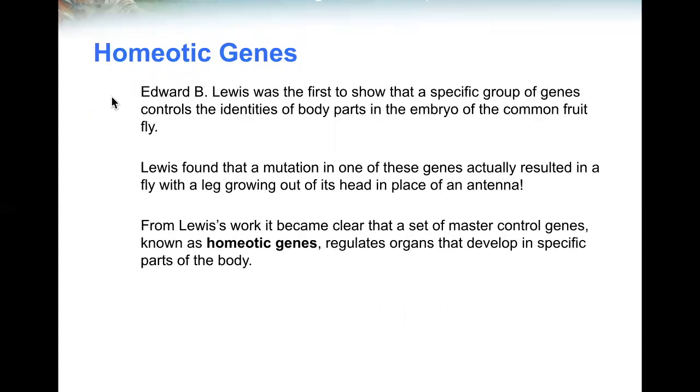Edward B. Lewis was the first to show that a specific group of genes controls the identities of body parts in the embryo of a common fruit fly. Lewis found that a mutation in one of these genes actually resulted in a fly with a leg growing out of its head in place of an antenna. From Lewis' work, it became clear that a set of master control genes, known as homeotic genes, regulates organs that develop in specific parts of the body.